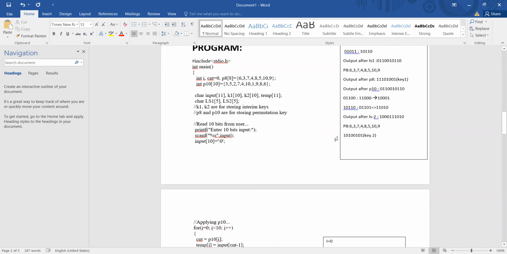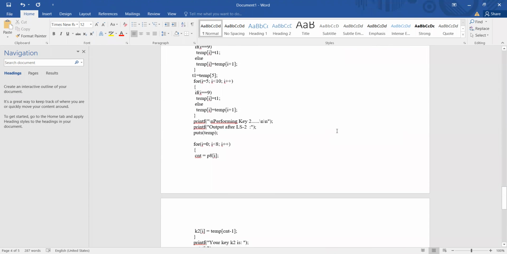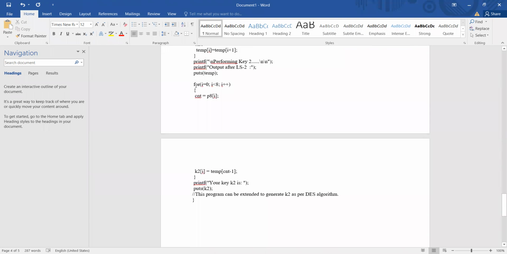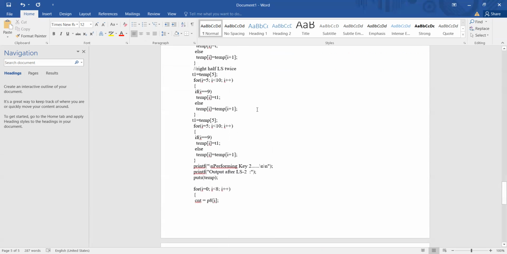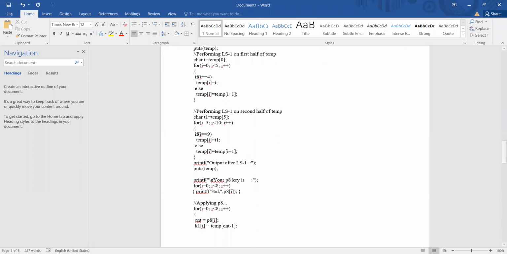And now we have to rearrange the 10 bits to 8 with the help of the p8 array, and that rearrangement is done in this for loop. And now we end up with an 8 bit key, and it is nothing but key 2. Now we will just verify.